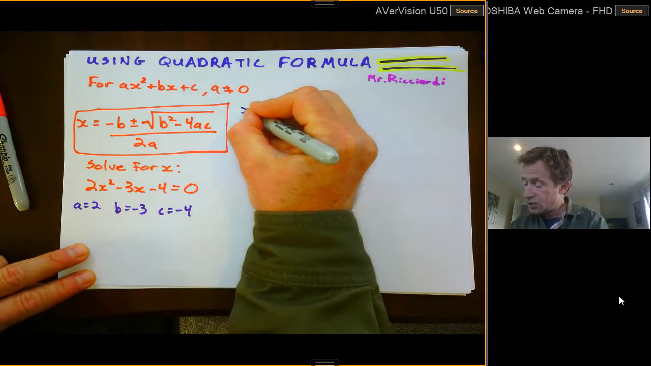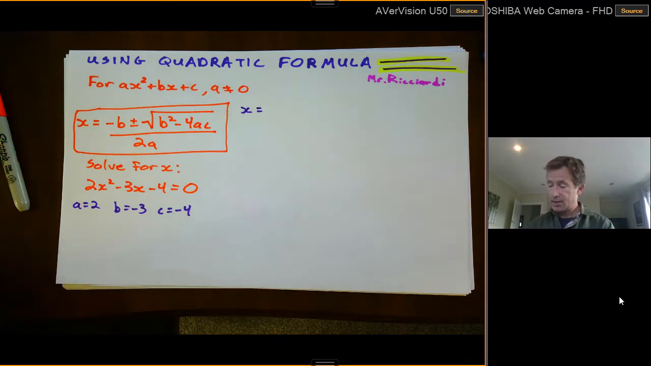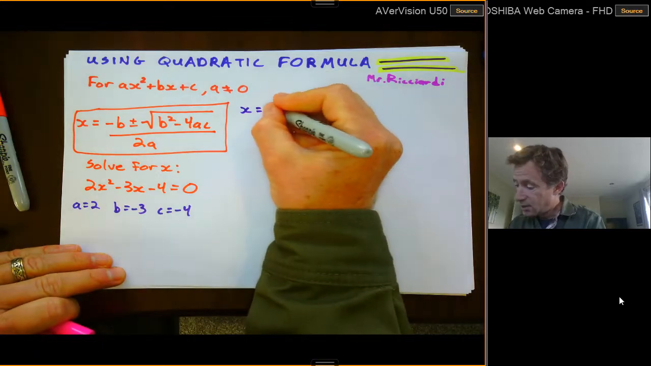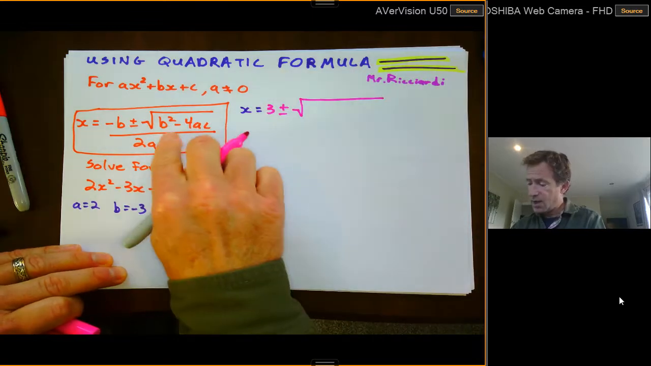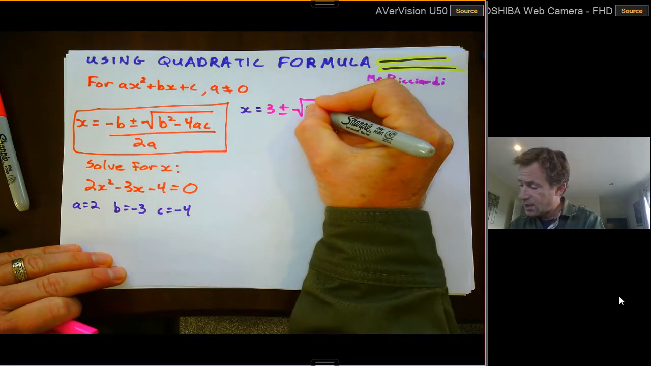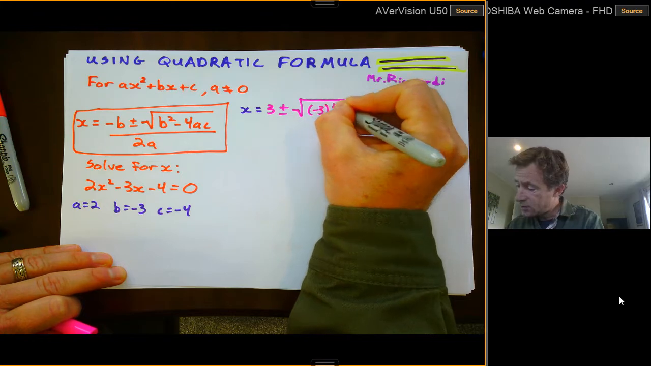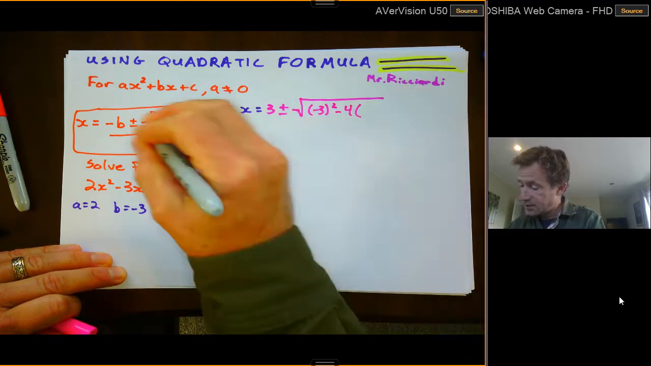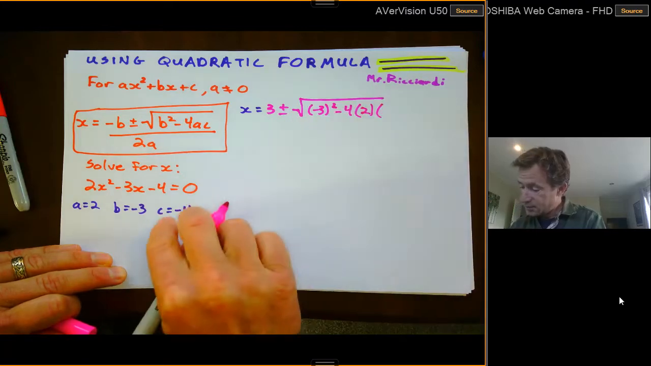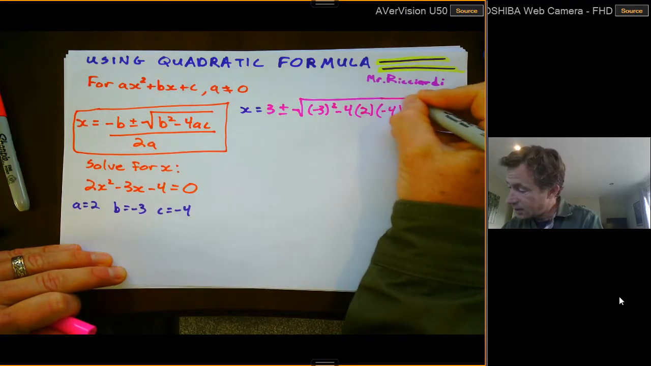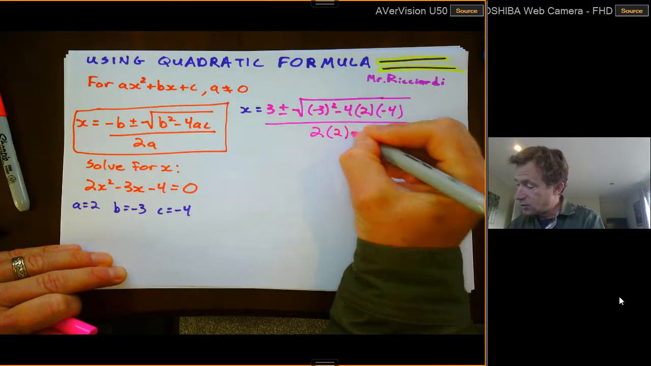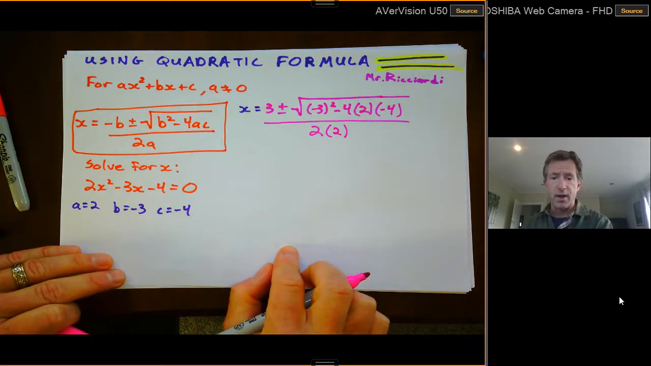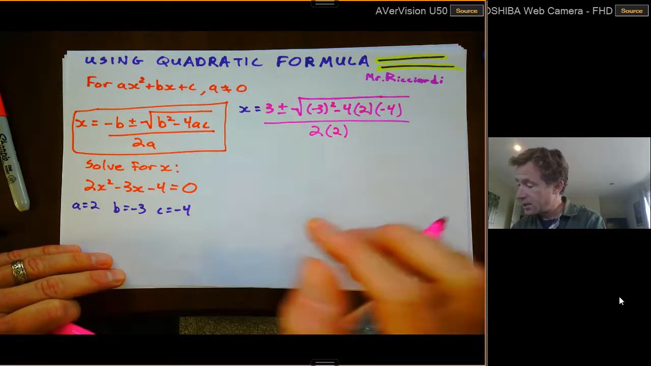So when we plug and chug it in there, we're going to say, okay, x equals opposite of b, and that's why I don't like calling that negative b. The opposite of b is 3 plus or minus the square root of, and here you've got to be careful. I use brackets here. I say, okay, b squared is negative 3 squared minus 4 times a, which is 2, times c, which is negative 4. Let's make that a little bit bigger. All over 2 times a, which is 2. Okay, so that's the first part of the quadratic formula there. It's pretty beefy. It looks pretty good.